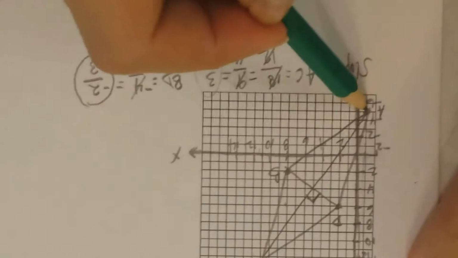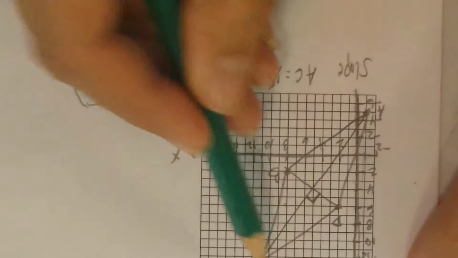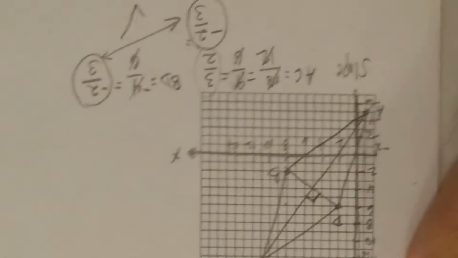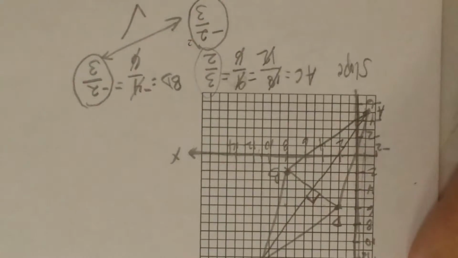Alternatively, you could also find the distance between AD, DC, CB, and BA. It's just that it's 4 calculations, so I'd rather do the 2. And that's how you find number 6.